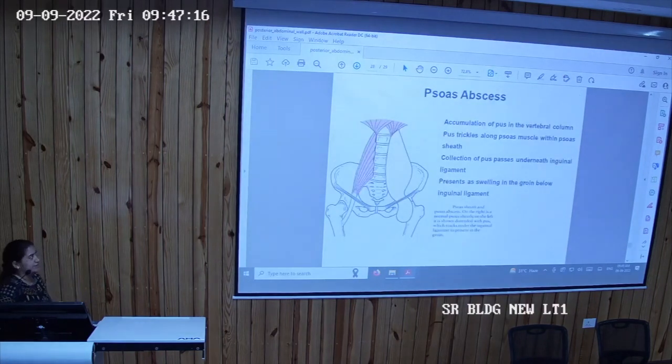Then you have psoas abscess. So abscess means pus collection. So if there is a pus collection in the vertebral column, this pus descends downwards along the psoas major muscle. So when it passes down, it can present as a swelling in the groin because the psoas fascia was extending along with the fascia iliacus into the lower limb region, that is the region of the thigh. So if the patient is presenting with a swelling in the groin region, this pus accumulation can be coming from the vertebral column. So this psoas abscess may present as a swelling in the groin region.